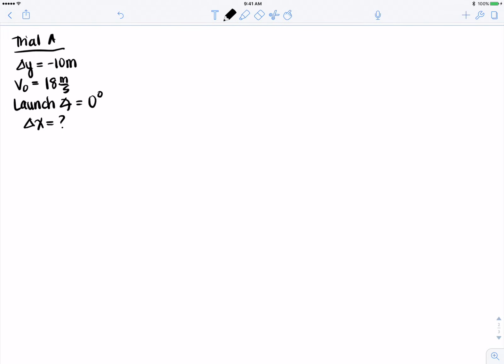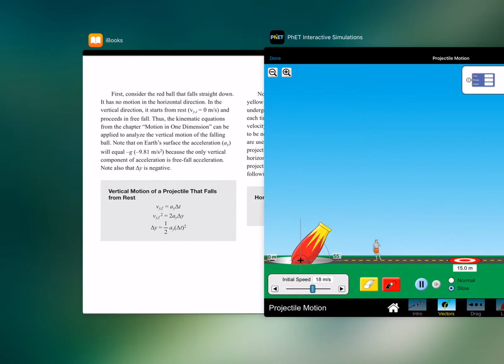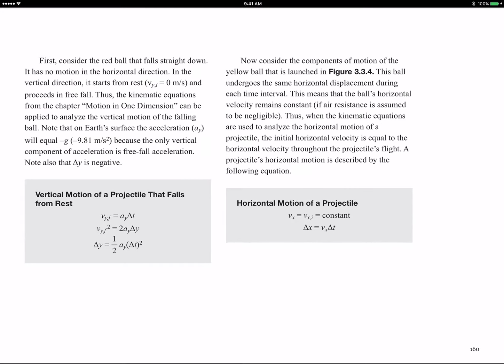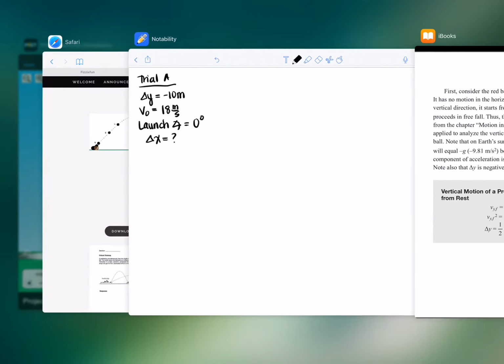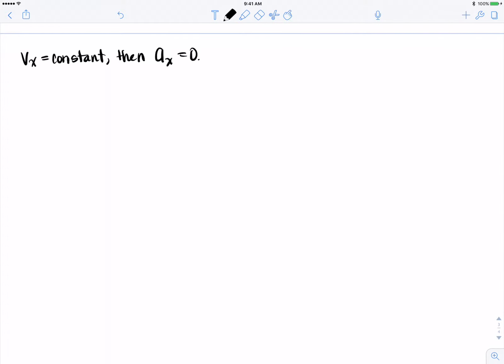So if you recall from your book reading, there's only one equation that exists in the x direction in kinematics, and that's delta x equals v sub x t. Now the reason for that is because in the x direction, acceleration is 0. So if v sub x is constant, then acceleration in the x is 0.